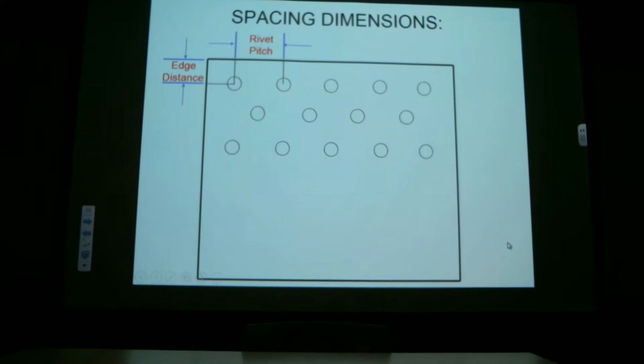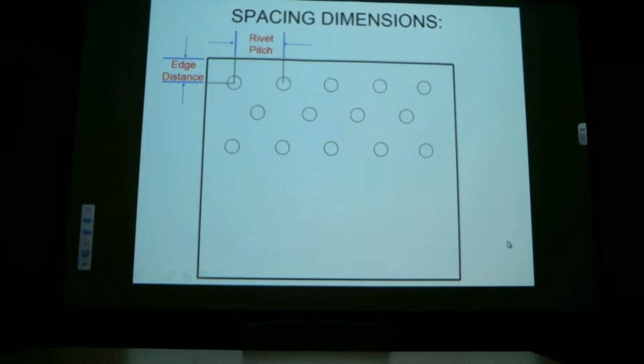You know the rules of the road regarding spacing. When we talk about edge distance, it's from the center of the rivet hole to the nearest edge of the sheet. When we talk about rivet pitch or rivet spacing, it's from rivet to rivet in the same row. When we talk about the term transverse pitch, transverse means the distance from adjacent rows measured center to center. That's what we mean by transverse.